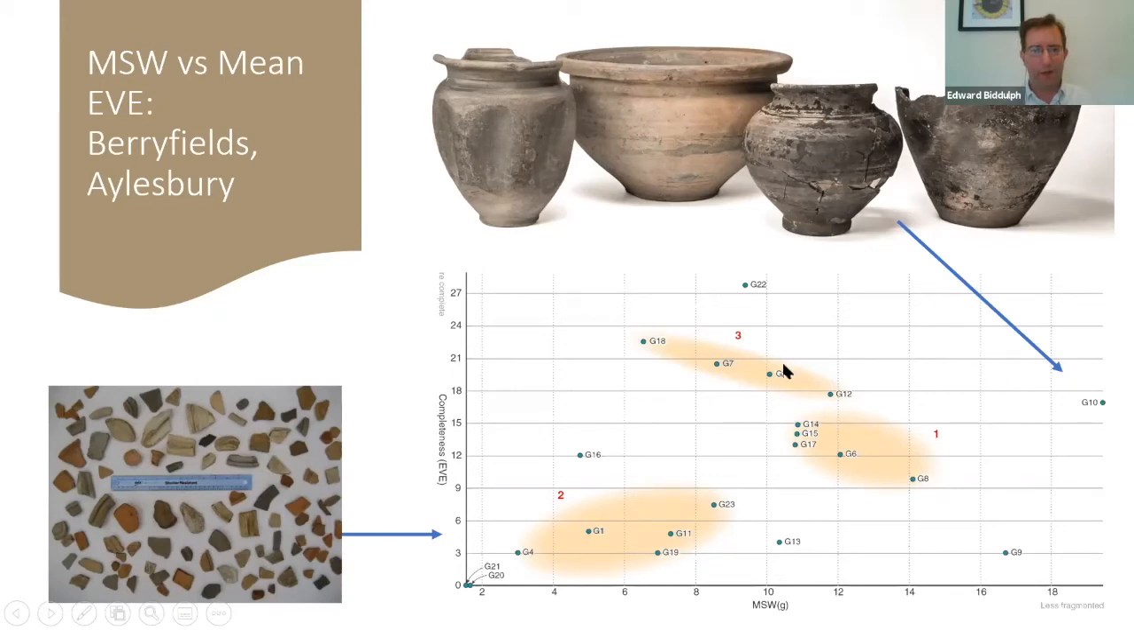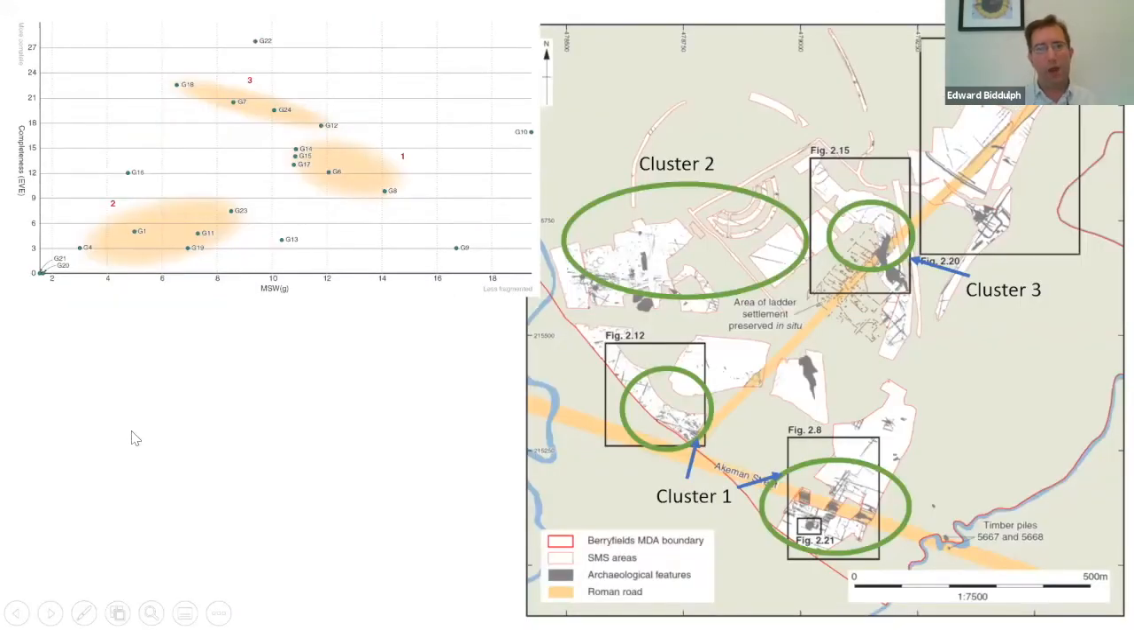Now, you could create as many clusters as you like, but I detected some vague groupings here. A group here of perhaps less well preserved pottery, and then two groups here of middling, but actually relatively well preserved pottery. Relatively high mean sherd weight, relatively high EVEs, and where are those on our site?